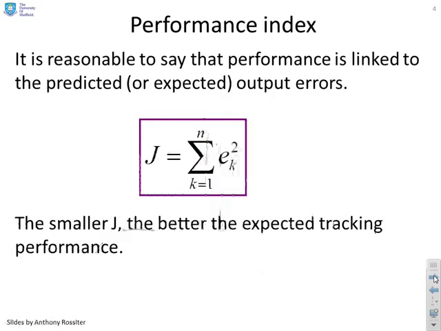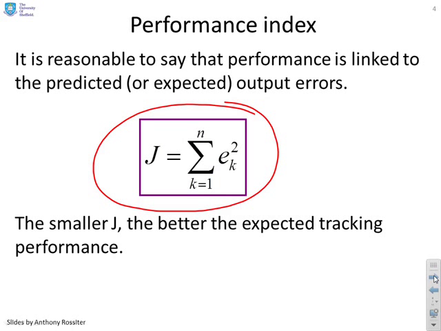A typical and logical performance index then would be something like this. J equals the sum from 1 to n of e_k squared. Because if I minimize J, this implies that e_k is small for all values of k. So the smaller J is, the better the expected tracking performance. And that makes common sense, and everybody's quite happy with that. And we're using quadratics of the error, which again makes good engineering sense.